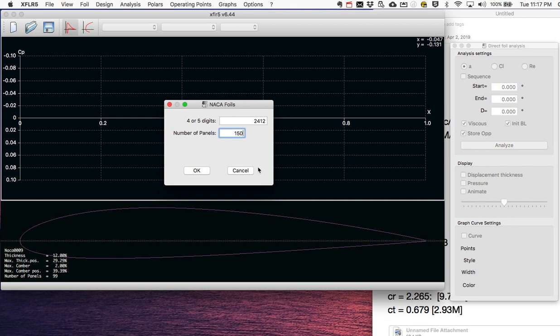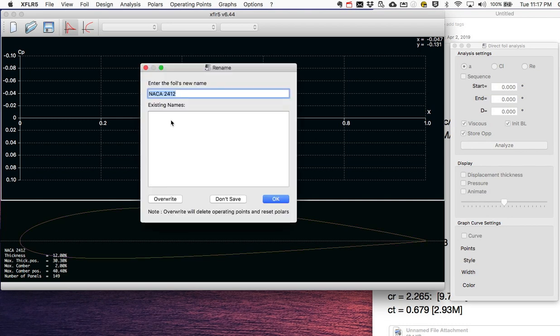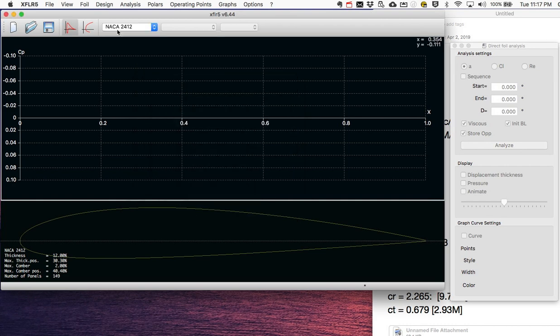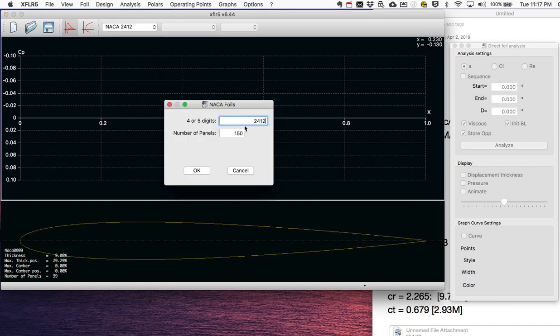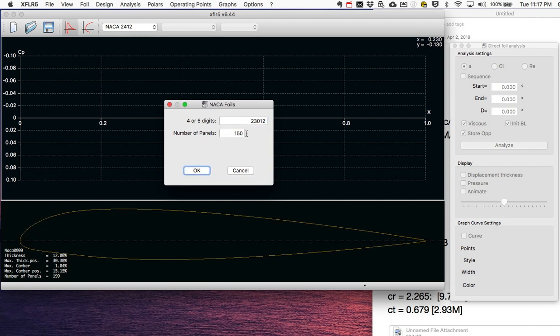Points around the perimeter. Okay, and it will use the clustered spacing automatically. I hit OK. So I've loaded an NACA 2412. I'm going to grab a 23012, I believe it was. 23012, that's a 5-digit, 150 again. It's not a particularly aesthetically pleasing foil.